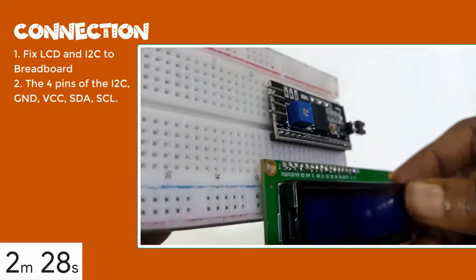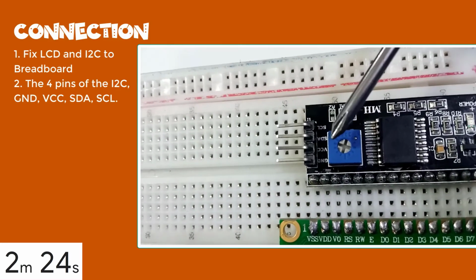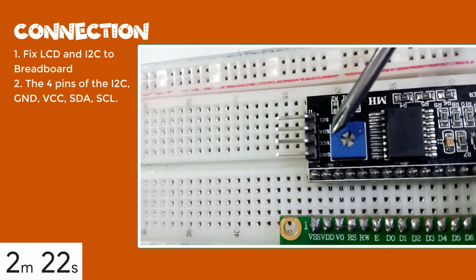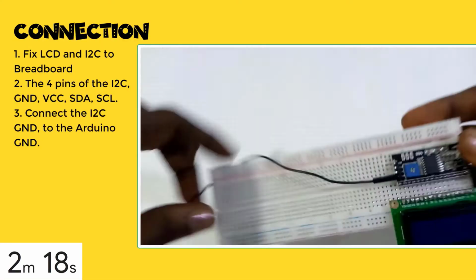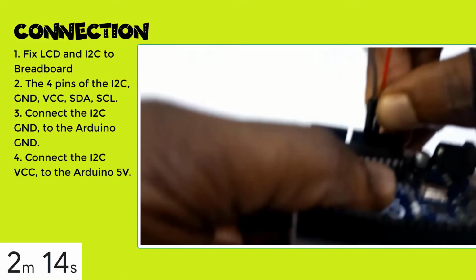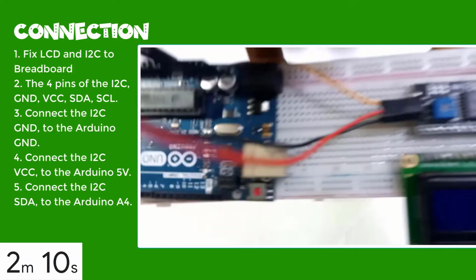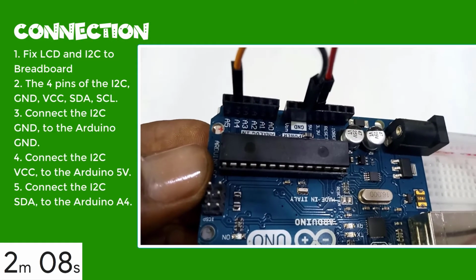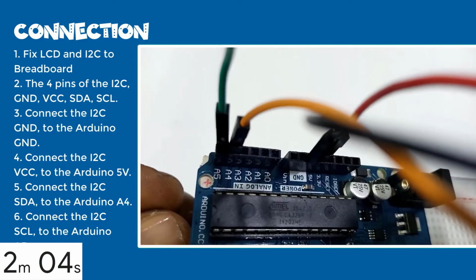Concerning the pins of the I2C, we have four pins. The first one is the ground pin, the second one is the VCC pin, the third one is the data pin, and the fourth one is the clock pin. We connect the ground pin from the I2C to the ground in the Arduino. Then secondly, we connect the VCC from the I2C to the 5 volts in the Arduino. Then we connect the data pin from the I2C to the analog pin 4 in the Arduino. And we connect the clock pin from the I2C to the analog pin 5 in the Arduino.